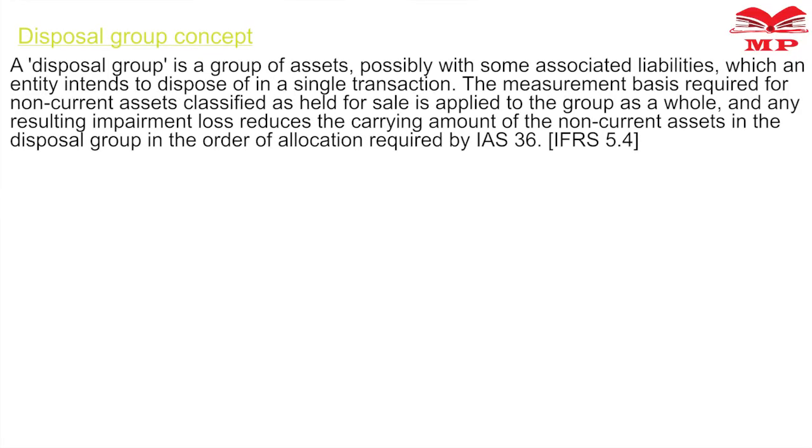When it comes to the group aspect, a disposal group is a group of assets, possibly with some associated liabilities, which an entity intends to dispose of in a single transaction. The measurement basis required for non-current assets classified as held for sale is applied to the group as a whole, and any resulting impairment loss reduces the carrying amount of the non-current assets in the disposal group in the order of allocation required by IAS 36.